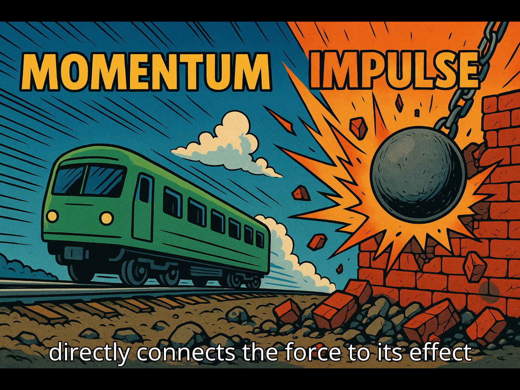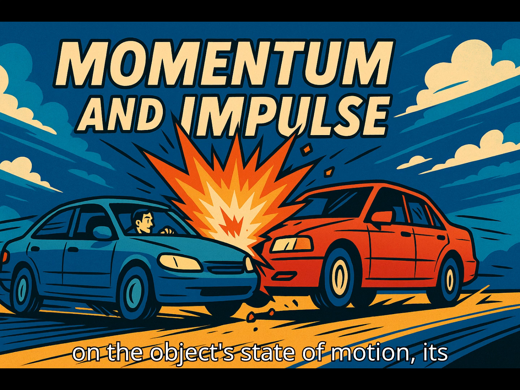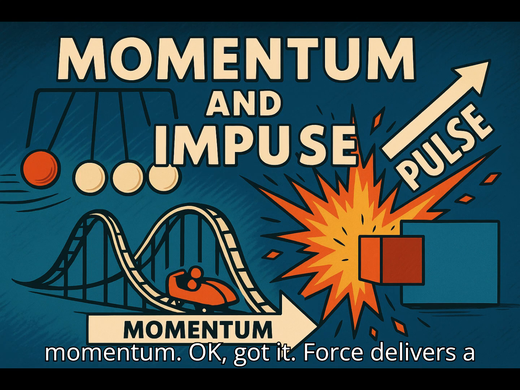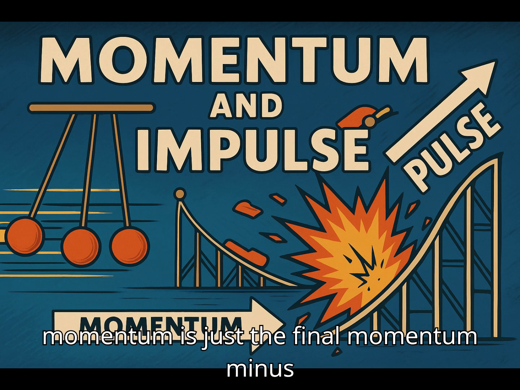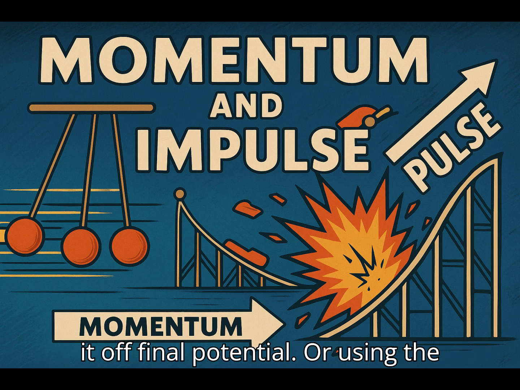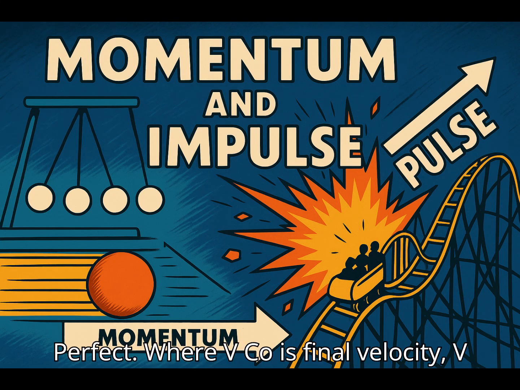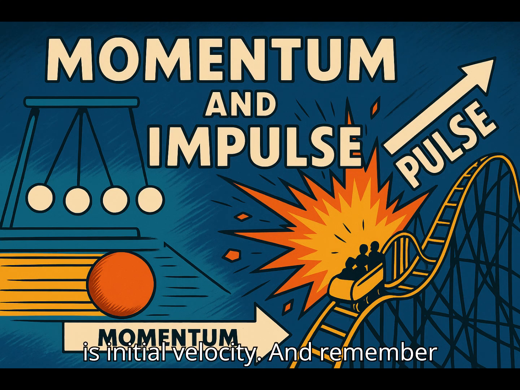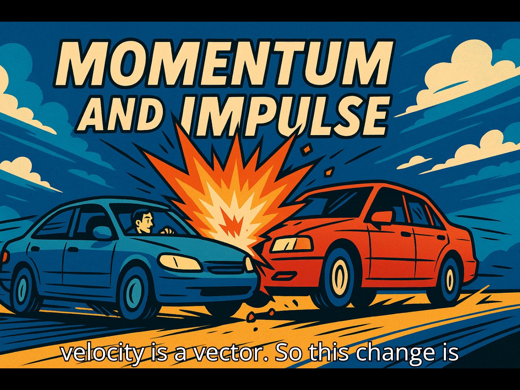You got it. It directly connects the force to its effect on the object's state of motion, its momentum. Okay, got it. Force delivers a change in momentum, and that change in momentum is just the final momentum minus the initial momentum. Exactly right. Final minus initial. Or using the formula, Δp = mv_f − mv_i. Perfect. Where v_f is final velocity, v_i is initial velocity. And remember, velocity is a vector, so this change is also a vector. It has direction.